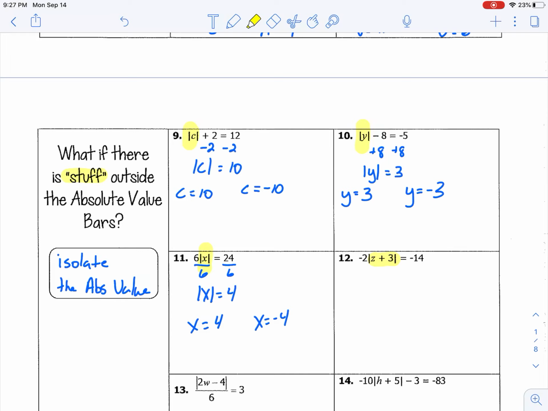The absolute value is going to be z plus 3. So we have to isolate that first. We're going to divide out the negative 2, divide out the negative 2. So now we have absolute value of z plus 3 is equal to 7. Now we have 2 to solve. Z plus 3 is going to equal 7. Z plus 3 is going to equal negative 7. So we're going to subtract the 3 out of there to get z is equal to 4. We subtract the 3 out of there to get z is equal to negative 10.